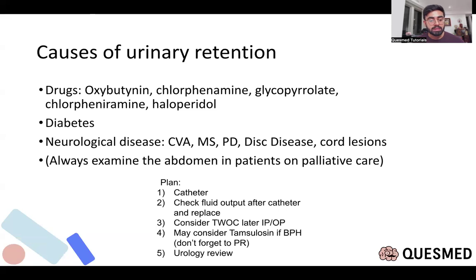You may consider starting a patient on tamsulosin, which can help relax the urinary sphincters. And again, don't forget to do that PR. And then lastly, if you don't really have a cause for that urinary retention, you may get someone from the urology team to review the patient.